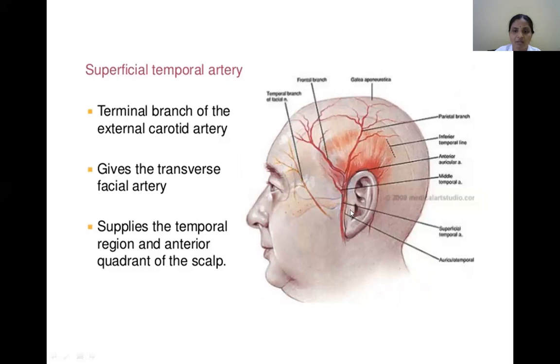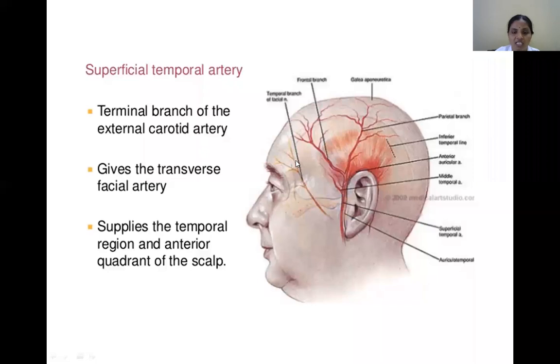So the smaller terminal branch is just before the auricle. And just behind this superficial temporal artery, there is an important nerve, the auriculotemporal nerve. Then this superficial temporal artery provides an important branch, the transverse facial branch. From the superficial temporal, it passes between the zygomatic arch and parotid duct. What is the location for this branch? Between the zygomatic arch and parotid duct, you can appreciate this transverse facial branch.